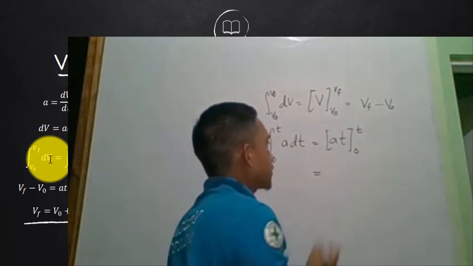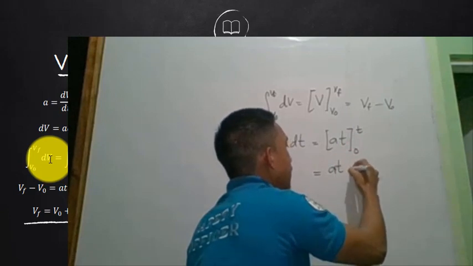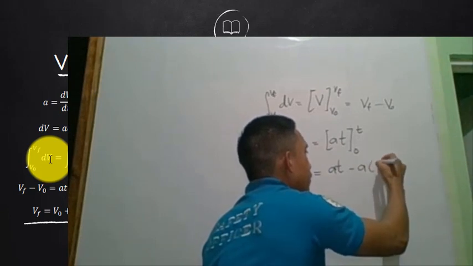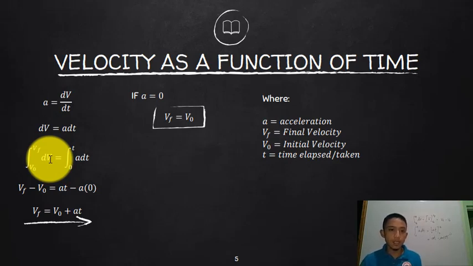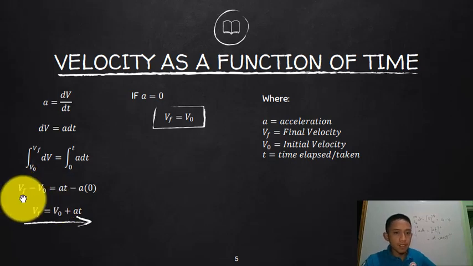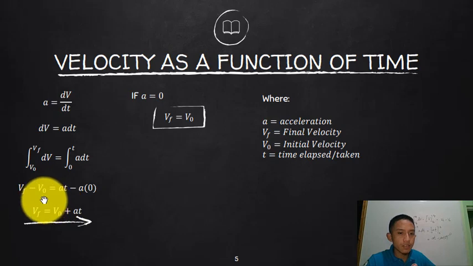So if I apply the limits, substitute your upper limit, t will just become t, so at still, minus, substitute your lower limit, the time will become 0, so a times 0, which is actually useless. Okay, so that is how we ended up with that equation below, your integrals. So vf minus vo, and you have there at minus a times 0, but this will be useless, so you can erase that one. So what we are left with is, okay, you can transpose your vo to the other side. You will have vf is equivalent to vo, vo will become positive, plus at.